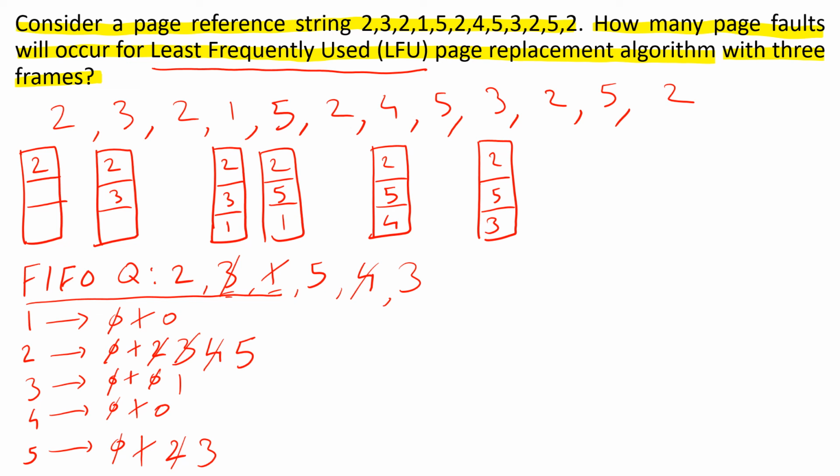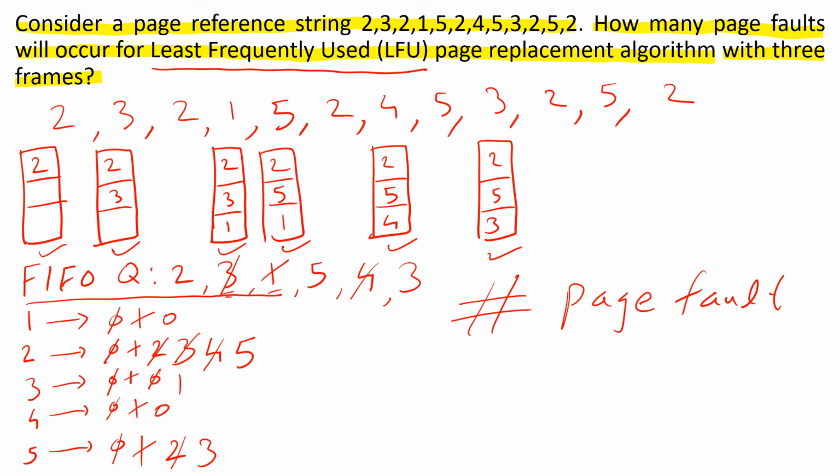So how many page faults did we get? 1, 2, 3, 4, 5, 6. So the number of page faults for LFU, that is the least frequently used algorithm, for this question is 6. I hope you have understood this. Thank you.